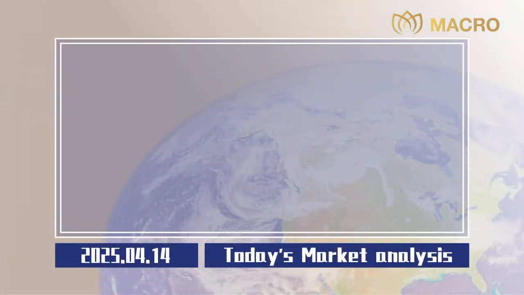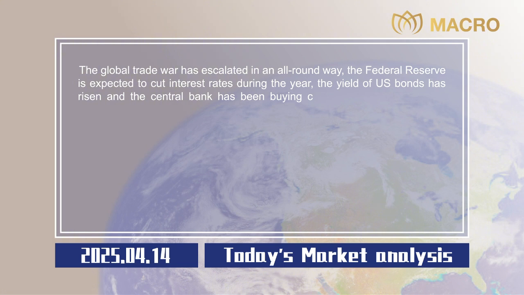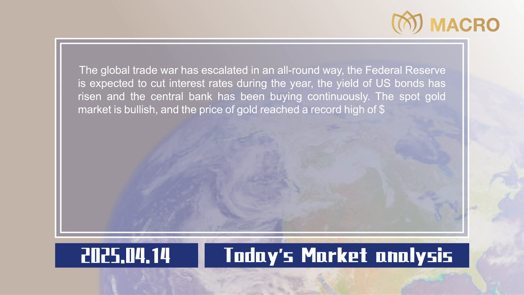Market analysis. The global trade war has escalated in an all-round way. The Federal Reserve is expected to cut interest rates during the year. The yield of U.S. bonds has risen, and the central bank has been buying continuously. The spot gold market is bullish, and the price of gold reached a record high of $3,245.37 per ounce last Friday.